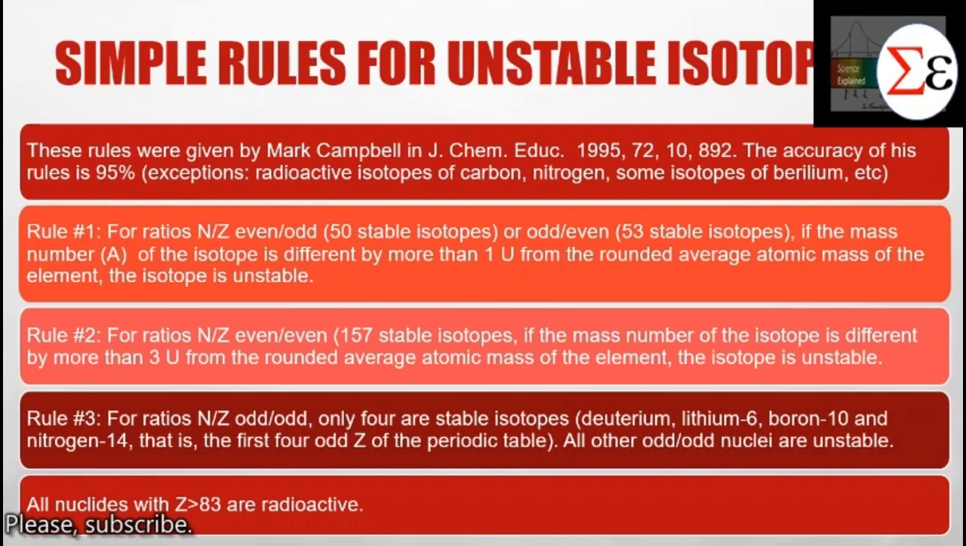Rule number 3: for ratios N over Z, odd over odd, only 4 are stable isotopes: deuterium, lithium 6, boron 10, and nitrogen 14. That is the first 4 odd Z of the periodic table. All other odd over odd ratios are unstable. And all nuclides with Z greater than 83 are radioactive.